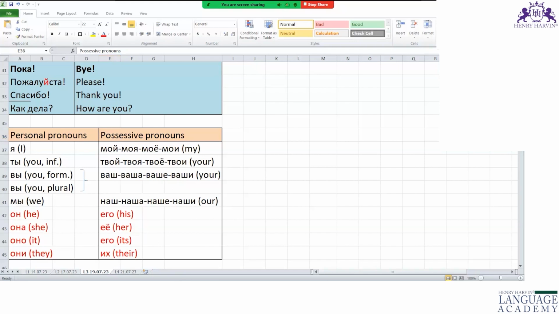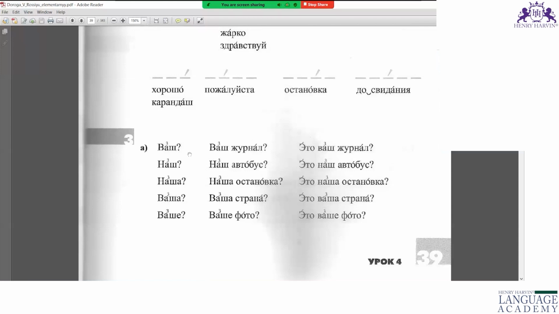Okay? So let's see. Ваш, ваш журнал. Это ваш журнал. So what do we have here? Yours, your magazine. Is this your magazine? Это is this. Okay? Это ваш журнал. Is this your magazine? Padmapriya, please read them all.